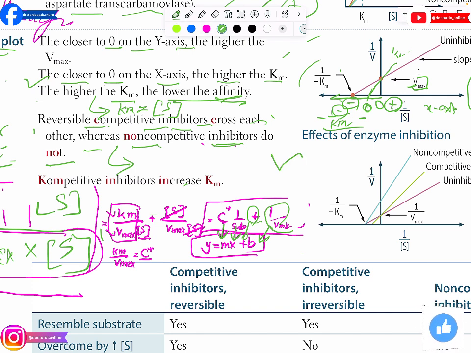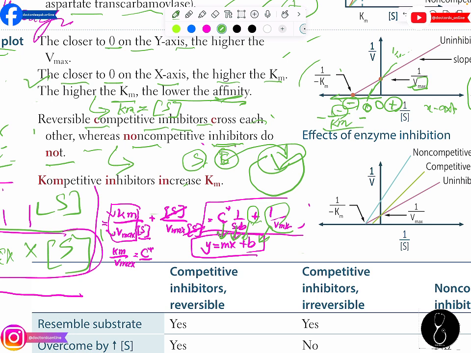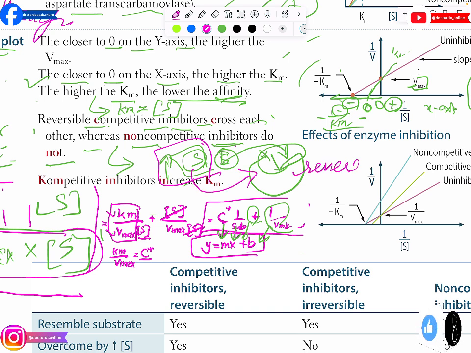For example, this one is the enzyme. In competitive inhibition, a substance that looks like the substrate attaches to the active site of the enzyme and blocks the pathway for the substrate, and it creates an inhibited condition. It is reversible, mainly if you increase the quantity of the substrate, the substrate will replace the inhibitor.